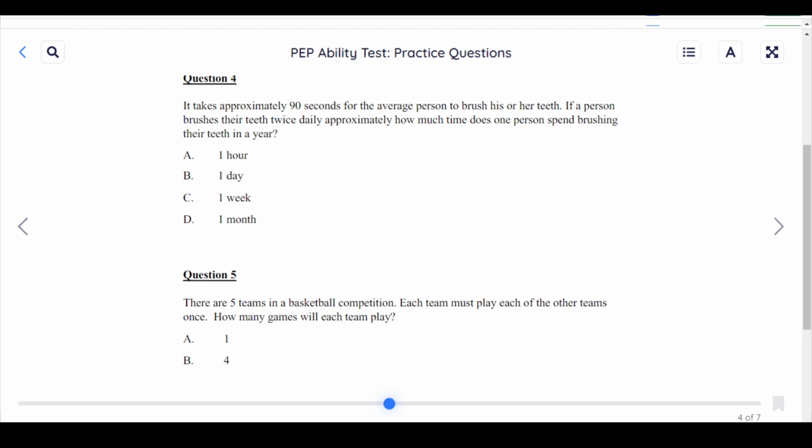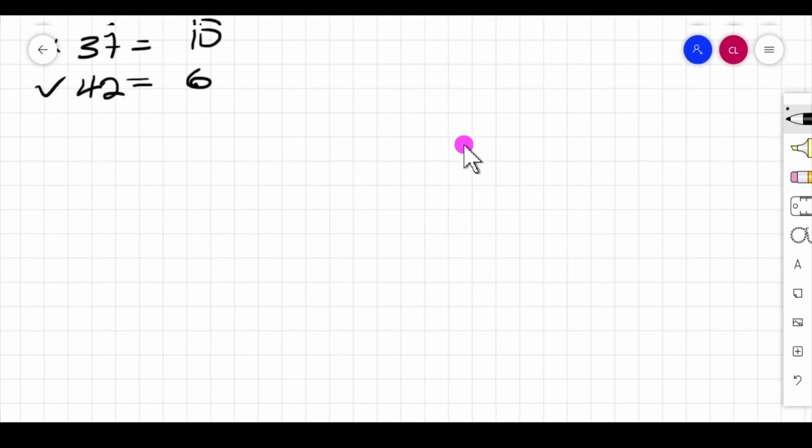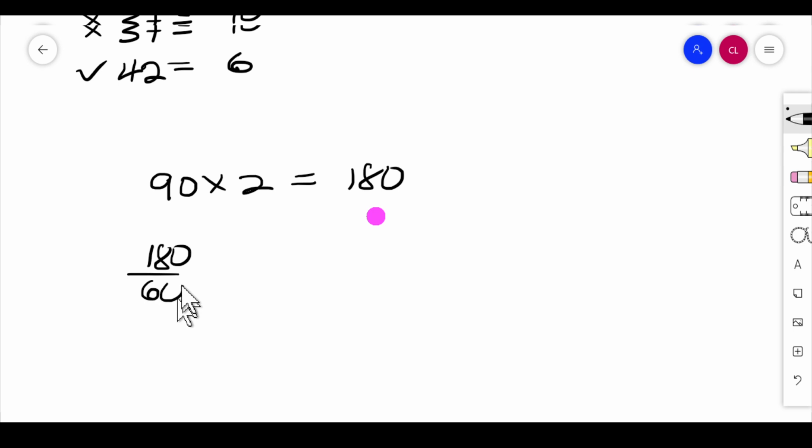Back to the whiteboard. All right, let's make some space. Let's go down. So what do we know? 90 seconds 2 times a day. So let's say 90 times 2. 90 times 2 would give me 180 seconds. And how many minutes would that be? 180 divided by 60 seconds.